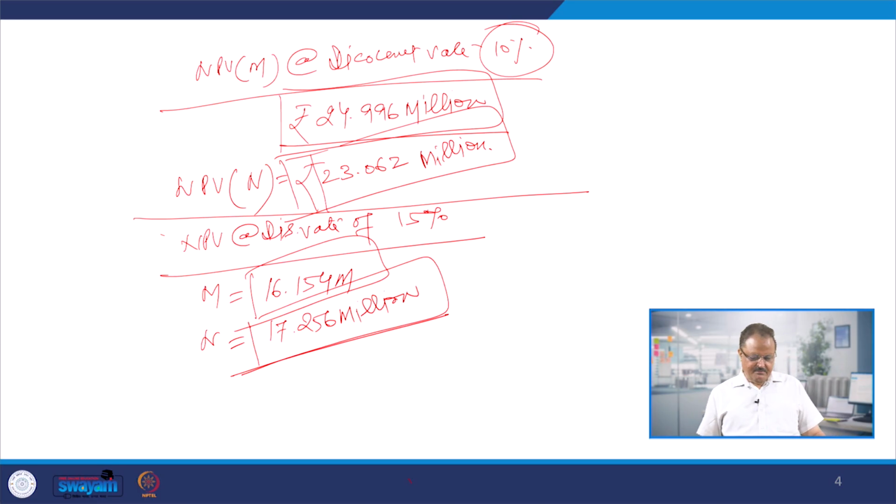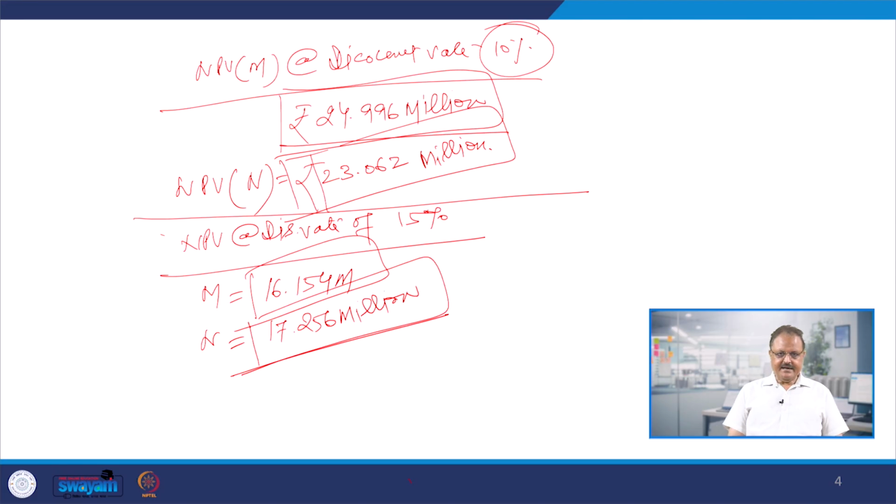On the basis of these NPVs you can say if the discount rate is 10%, project M is better than the project N if they are mutually exclusive, and at the discount rate 15%, project N is better because its NPV is more, that is 17.256 million as compared to the NPV of the project M, that is 16.154 million. So, as we change the discount rate, the NPV of the projects also changes. In one case at 10% discount rate M is better, and at 15% discount rate N is better. So, this way you can take a decision.